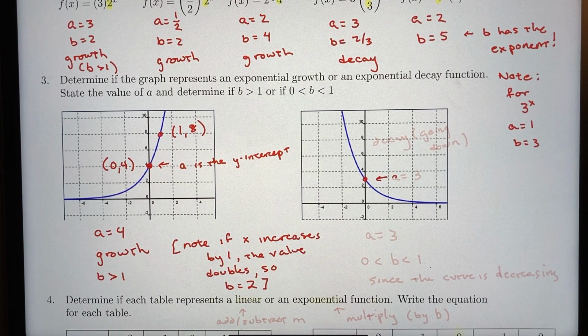Here, a equals 3, and this is a decay because it's going down. So b is less than 1. We're not allowing it to be negative, so write it properly.